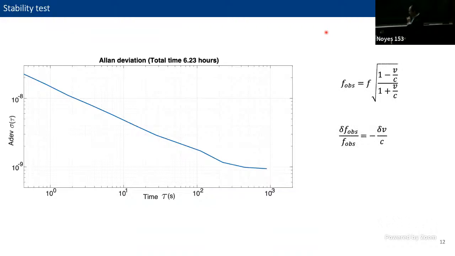And here's some further discussion on the Allan deviation I just mentioned. In the lab, we can achieve an Allan deviation on the level of 10 to the minus 9. And if you calculate this as a fraction of the speed of light, it's on the level of 30 centimeters per second, which is the stability we said we believe we can reach.